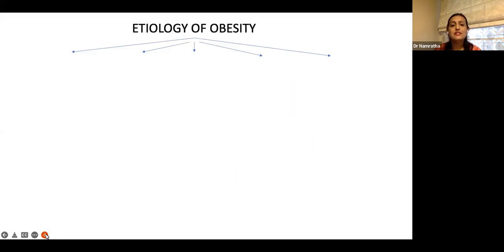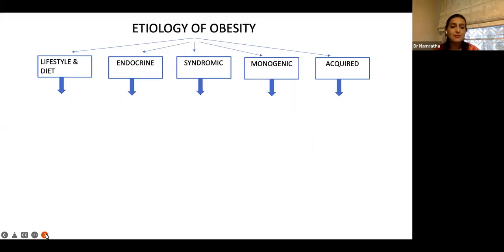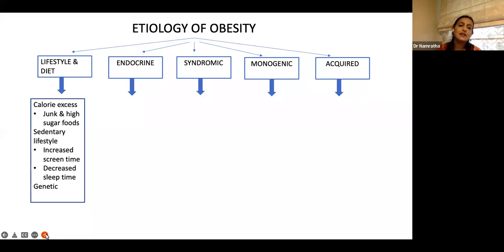So as we all know, the etiology of obesity can be broadly classified into lifestyle and diet related issues, which we commonly call exogenous obesity, endocrine causes, genetic causes, which could be syndromic or monogenic causes, and acquired causes. So exogenous obesity commonly results due to an imbalance between calorie excess and sedentary lifestyle.